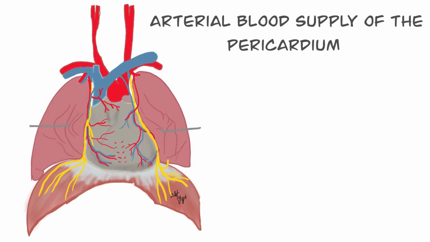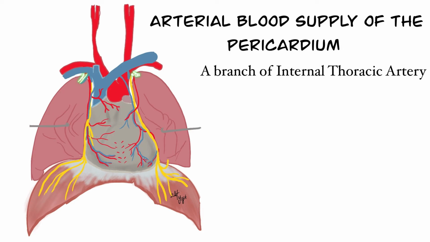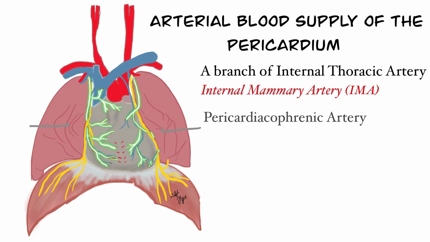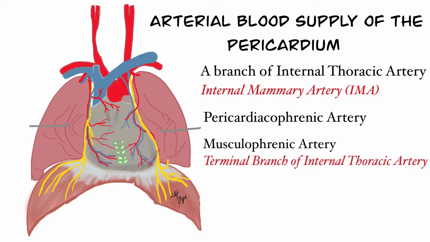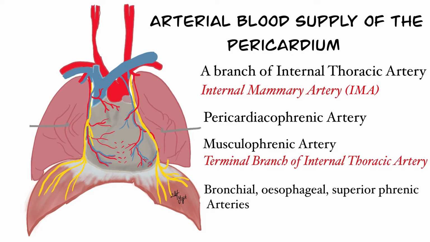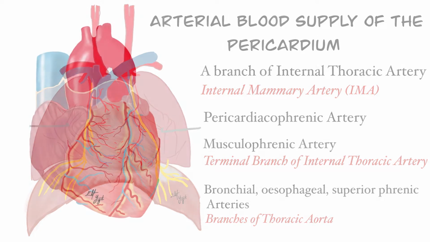The arterial blood supply of the pericardium is mainly provided by a branch of the internal thoracic artery. In the clinic, you can also hear this artery called the internal mammary artery or IMA. This is the pericardiophrenic artery. This artery generally accompanies the phrenic nerve to the diaphragm. A minority portion of the blood supply is provided by the musculophrenic artery. This artery is a terminal branch of the internal thoracic artery. The bronchial, esophageal, and superior phrenic arteries are also branches of the thoracic aorta.